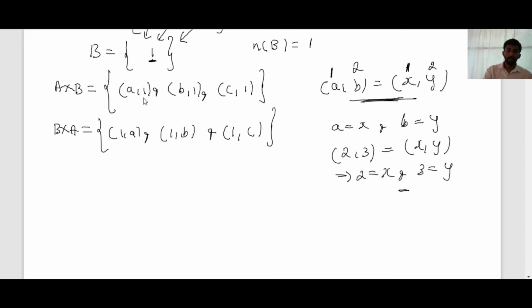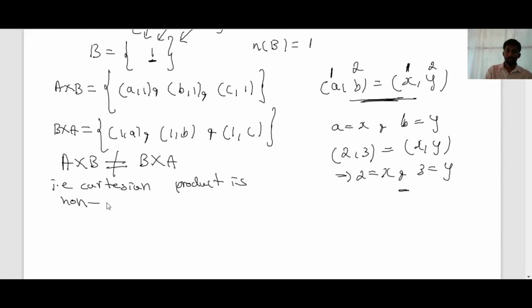Remember this condition. Two ordered pairs are equal means their corresponding elements are equal. So here (a, 1) is not equal to (1, a). (b, 1) is not equal to (1, b). (c, 1) is not equal to (1, c). A cross B has different elements than B cross A. By this you can say that A cross B is not equal to B cross A. That is, the Cartesian product is non-commutative.